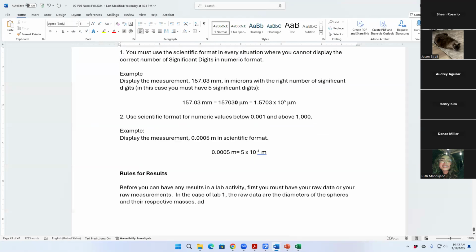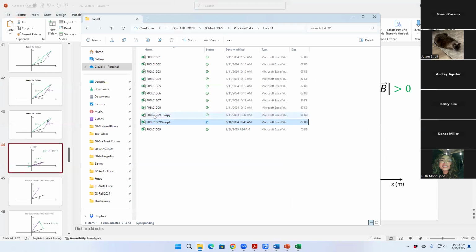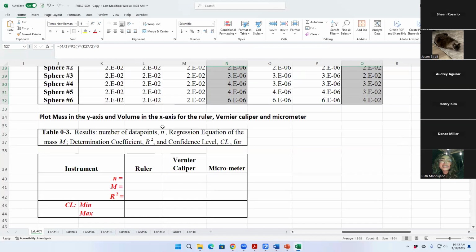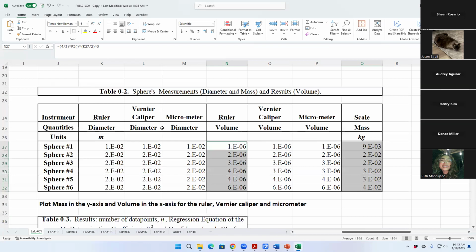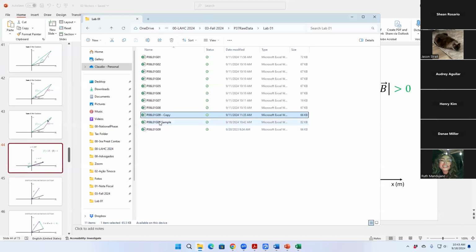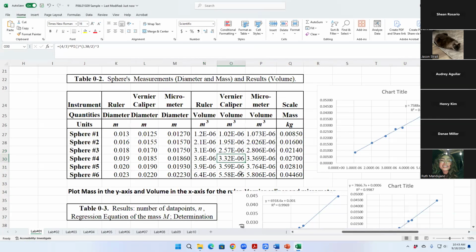Let's see if I sample. I believe I used this one here, right? Let's see. Maybe it was this one that I was using before. Let's take a look. Well, yeah, it looks like I was using the other one. Yeah, okay. Okay, so here you go.